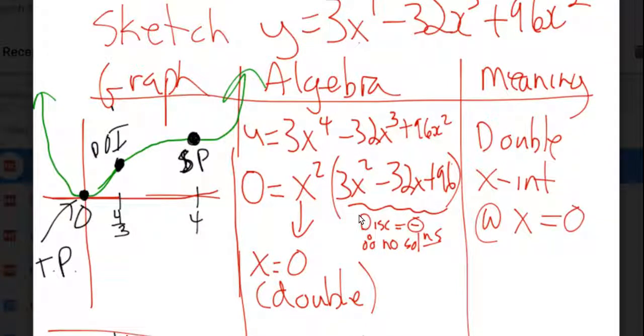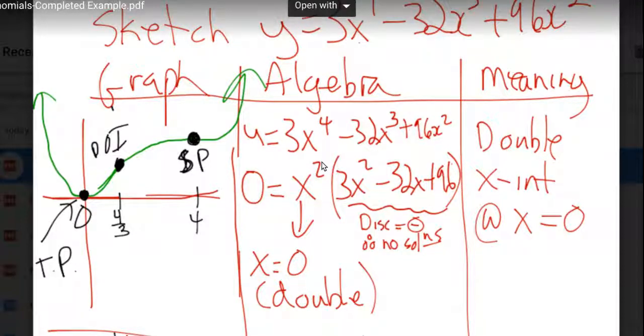For this one, I noticed that x squared was a common factor, so that was easy to factor out. And so x equals 0, and since there's a square on it, it's multiplicity 2, which means it's a bouncing x-intercept on the original graph. What was left over when I factored out the x squared was a quadratic, and I checked the discriminant, and it was negative, so there are no solutions. So the only x-intercept for this function is at x equals 0. That's all the algebra I did.